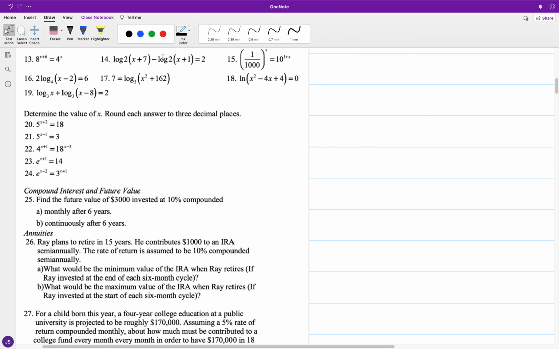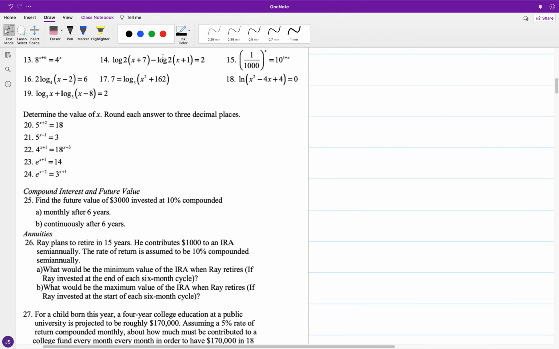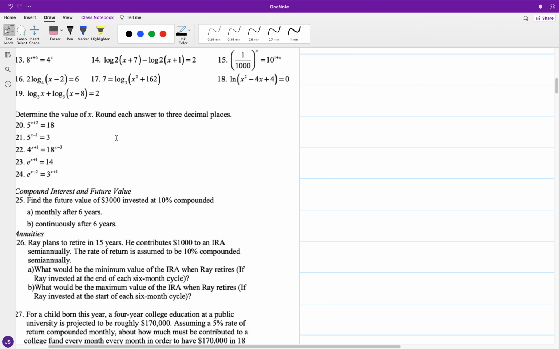So we have for numbers 20 and 21 the variable x, which we are solving for only on one side of the equation, and we have those affecting the exponential base 5. In the case of number 20, we've got 5 to the x plus 2 is equal to 18.